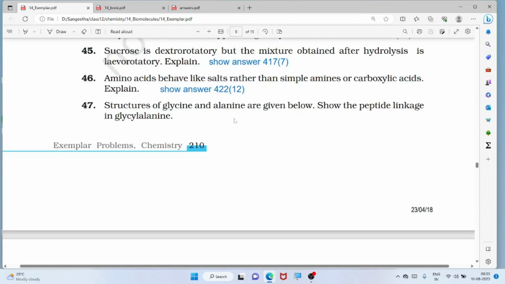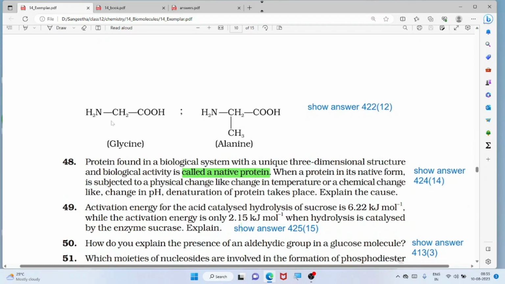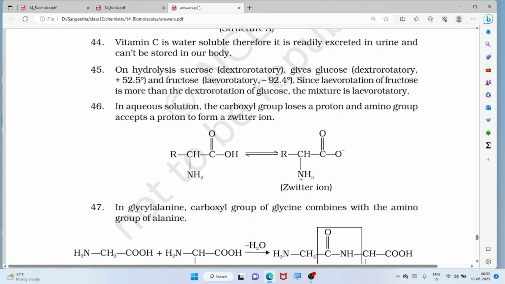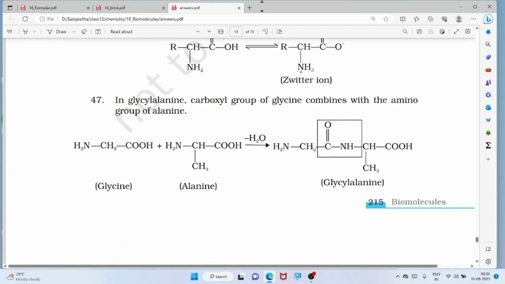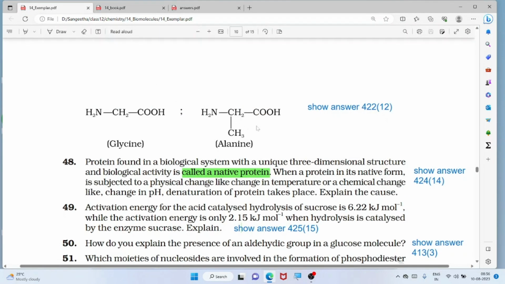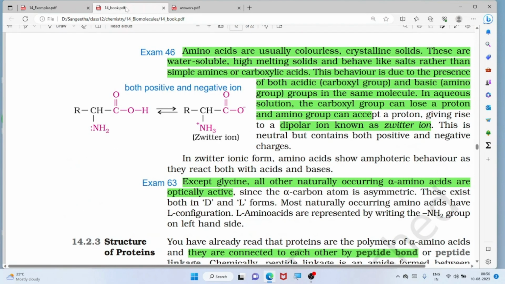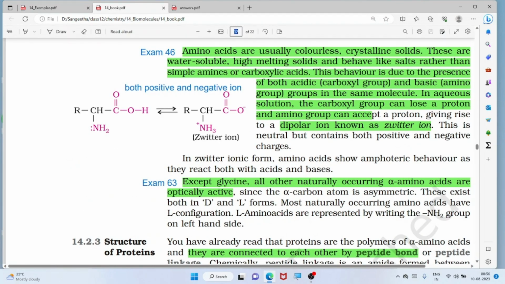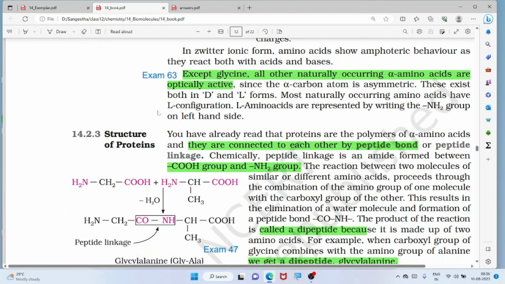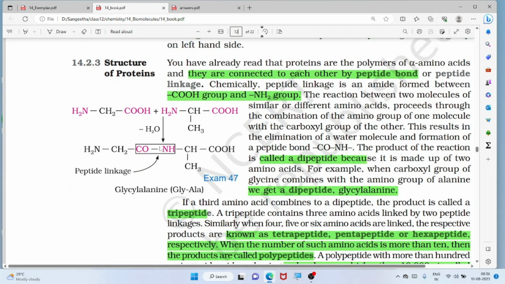Structures of glycine and alanine are given below. Show the peptide linkage in the dipeptide. So this is the linkage between alanine and glycine. This linkage.